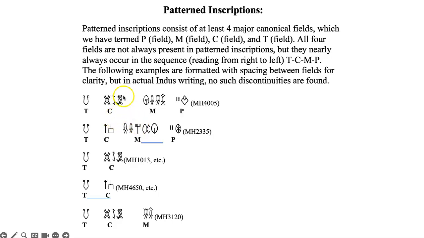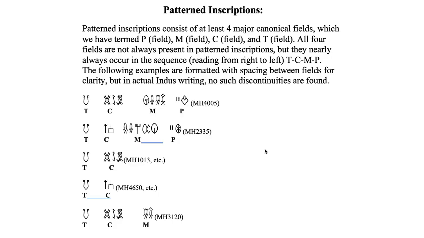Then the next sign group I call the C field. It's just a term of convenience. And you can see some examples there and there and there. And then finally the T field, which more often than not consists of a single sign. Very frequently this is what's called the jar sign by many investigators, and the other one that looks like an arrow or a spear, you may remember from a previous table. And there are other examples besides. We're going to talk about those in more detail. But those 4 fields are the ones typically found in patterned inscriptions.